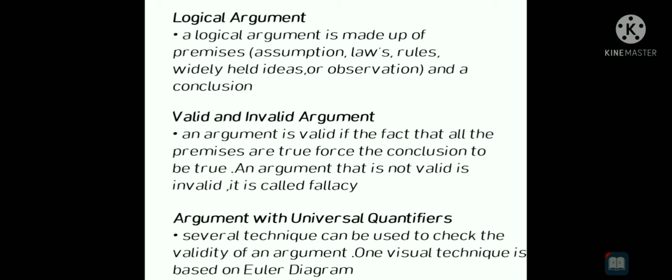Several techniques can be used to check the validity of an argument. One visual technique is based on the Euler diagram.